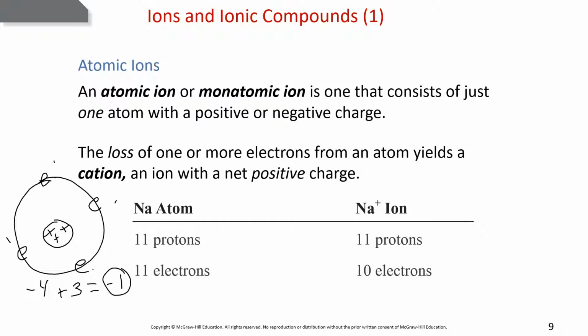So when an element becomes an ion, it is no longer neutral because it either gains or loses electrons. When it loses an electron, it becomes a cation, that's what we call it, and it is positively charged. Metals are the ones that will lose electrons. Non-metals gain those electrons.